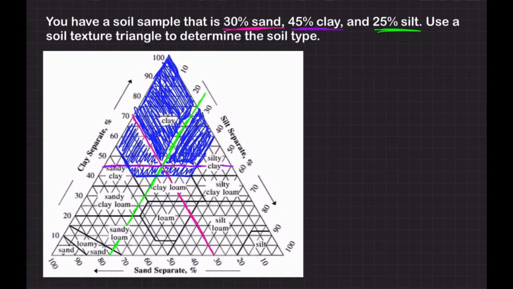Okay, so since we're in this clay, our soil is just considered clay. And this is because it's got so much clay in it. Okay, so did you get it right? If not, think about what you got wrong and we can try it again.